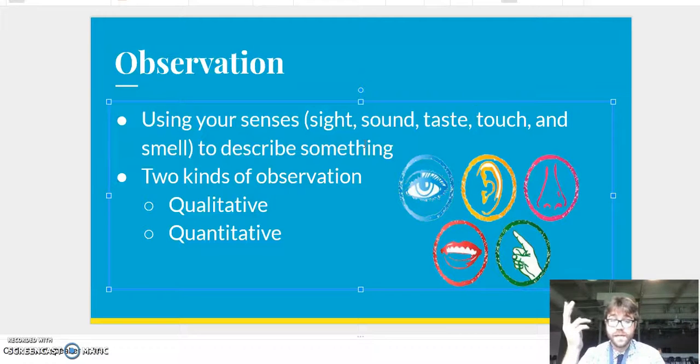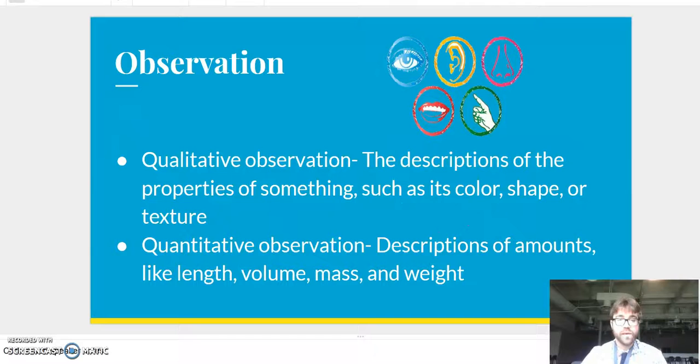So there's two kinds of observations. We have qualitative and we have quantitative. So a qualitative observation is going to be a description of the properties that something has. Usually you're describing or you're telling me about its color, its shape, what it feels like, what it smells like, if it feels warm, if it feels cold.